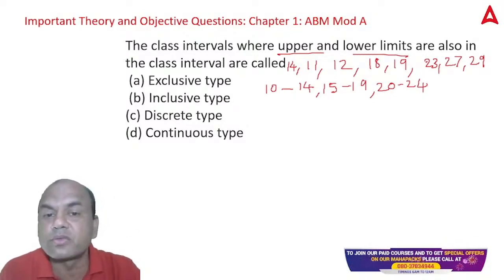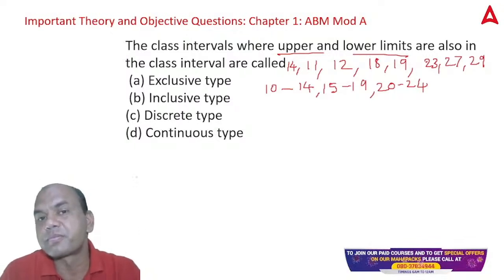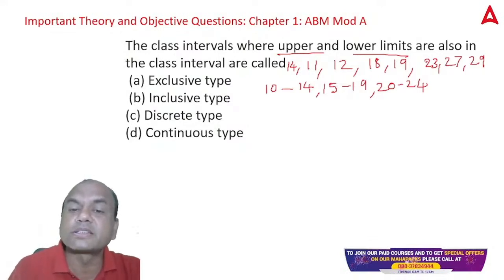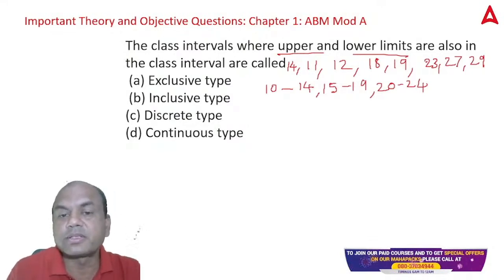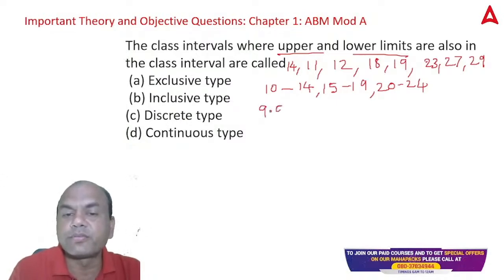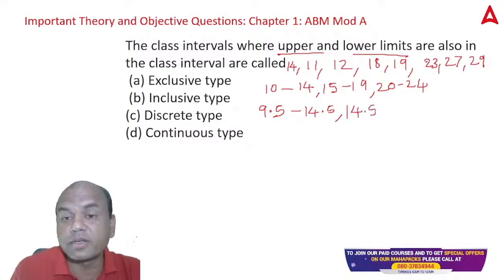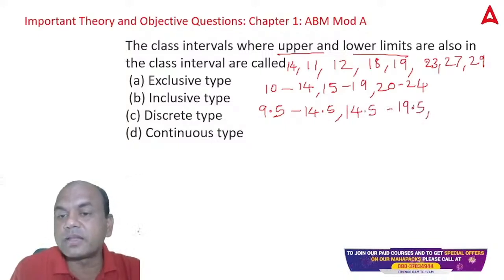This class is known as what? This is your question. If this is inclusive, what is the other one? The other one is exclusive. Here what happens? Take 0.5 on this side, 0.5 on this side. So it will be 9.5 to 14.5. Similarly, this 14.5, 0.5 on the other side, to 19.5. And next again 19.5 and so on.